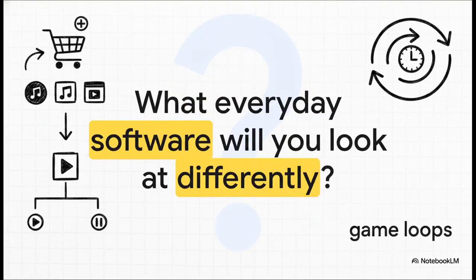I want to wrap up this explainer by leaving you with a final thought. Knowing these invisible rules of loops and conditionals, what everyday software are you going to look at differently today? Seriously, the next time you add an item to an online cart or hit play on a song, take a closer look at the interface. See if you can spot the hidden game loops and the branching logic operating right under your fingertips.